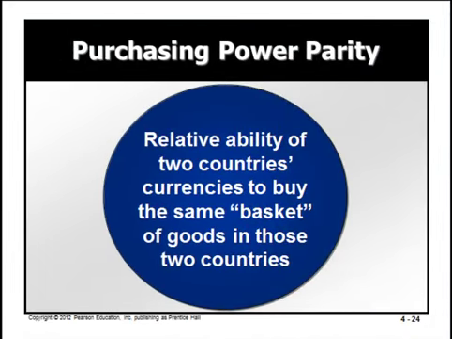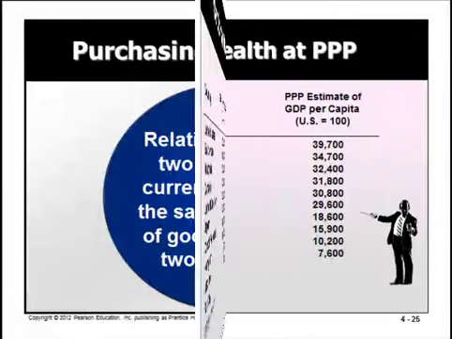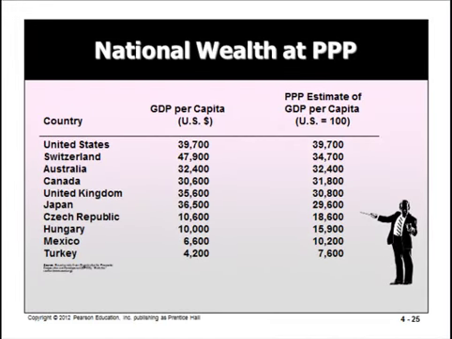To correct for the inability to compare purchasing power across countries, we turn to another measure of economic development called purchasing power parity. Purchasing power is the value of goods and services that can be purchased with 1 unit of a country's currency. Purchasing power parity is the relative ability of 2 countries' currencies to buy the same basket of goods in those 2 countries. We use purchasing power parity to compare the wealth of nations.